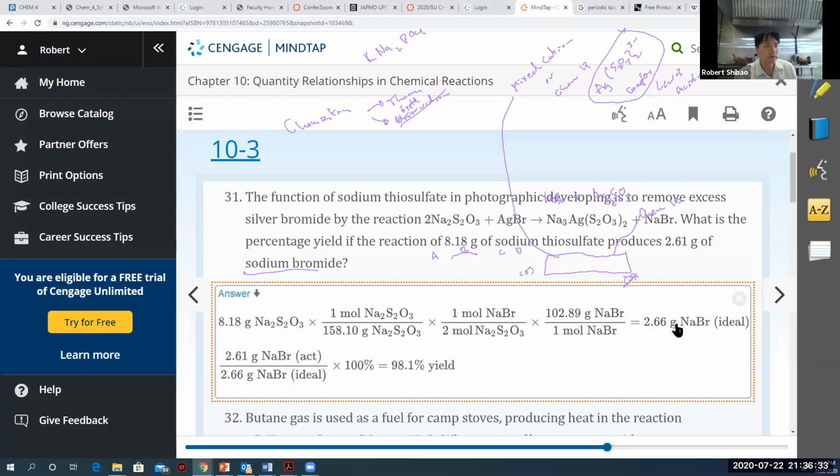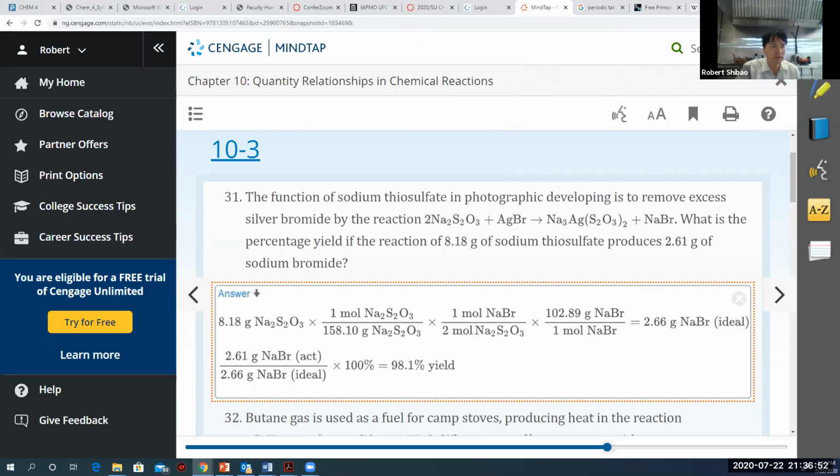They added one more thing. They call it the ideal; I call this the theoretical yield. This is how many grams of sodium bromide in theory based on the stoichiometry here. But they only got 2.61. You see it says produces 2.61. Produces means that they must have gotten this experimentally. So they only recovered 2.61 out of the 2.66. They lost 0.05 grams somewhere.